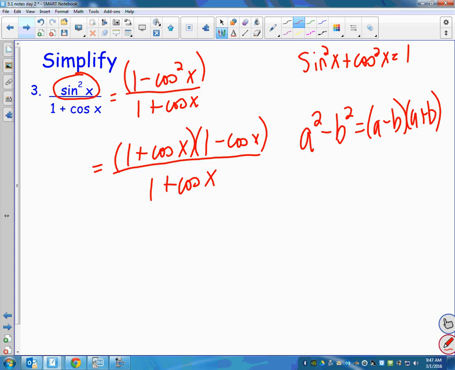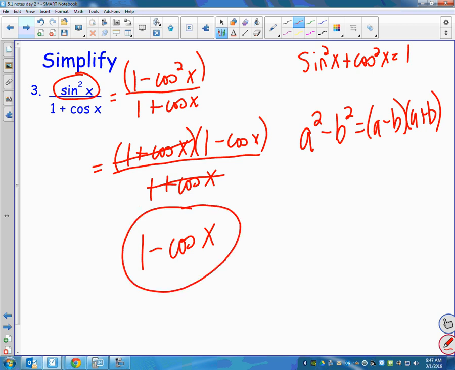And now we could cross something out because we have an entire factor. So we can't break up addition and subtraction, but we can factor, and now this whole thing will cancel out, and I'm left with 1 minus cosine x. I'll tell you a common mistake that I see on this is people want to tell me this equals sine of x. That's not true because why? It's not squared, right? Pythagorean identities have to be squared, which means this doesn't simplify.